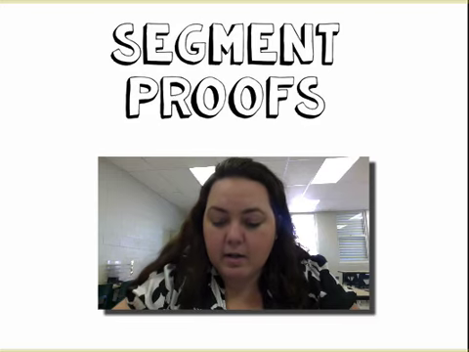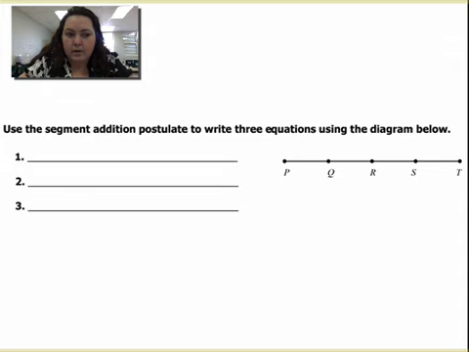In this video, we're going to talk about segment proofs, so proofs of a line segment. All right, use the segment addition postulate to write 3 equations using the diagram below. So the segment addition postulate is just saying that I could take part of a line segment and put it with another part of a line segment, and then I can say that from here to here is equal to this piece plus this piece. So let's look at what that looks like.